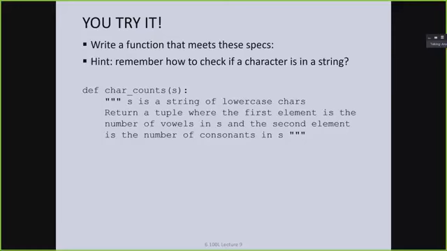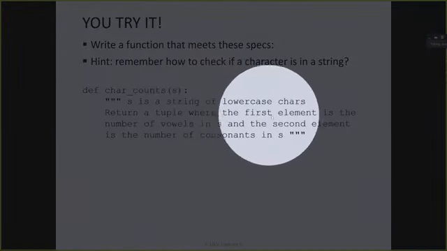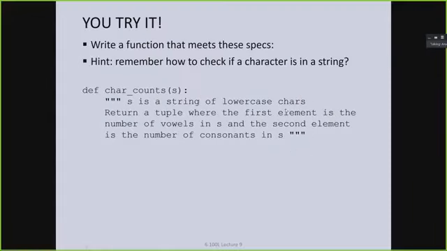So let's have you work on this for a couple minutes. Write a function that meets the specifications. It's called char counts. I've got an input that is a string s, lowercase characters. Assume it's just got vowels and consonants. Return for me a tuple where the first element in the tuple is how many vowels are in s, and the second element of the tuple is how many consonants are in s. It should be pretty straightforward.